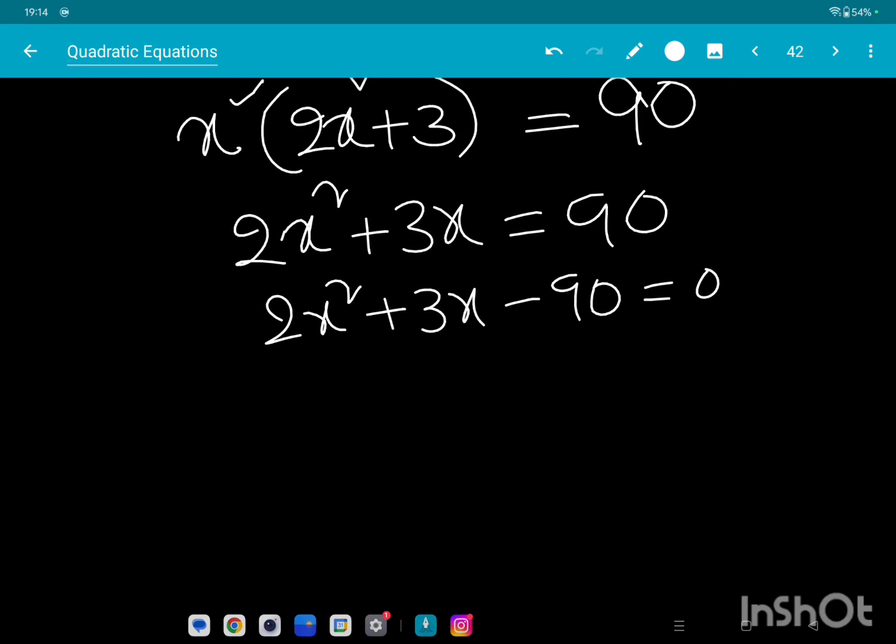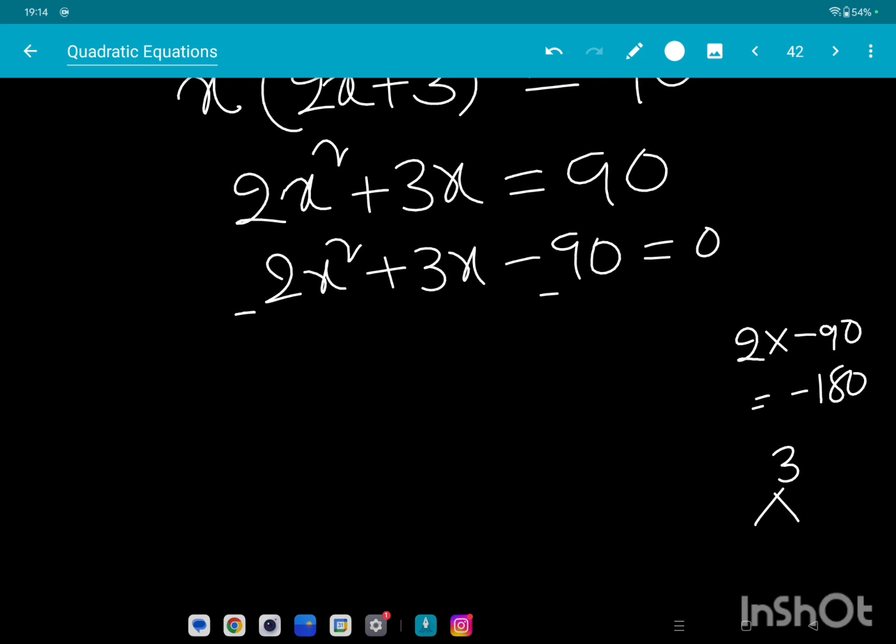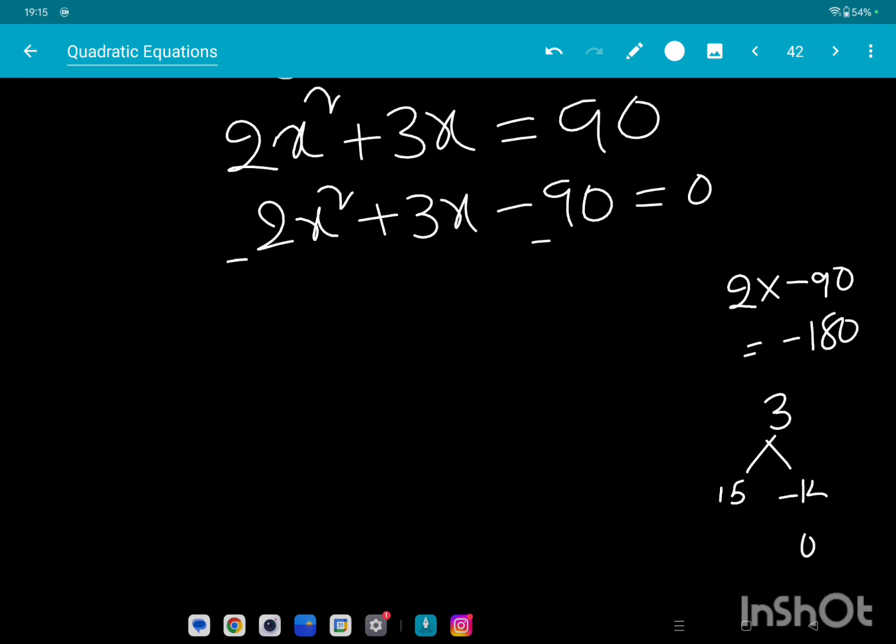Now, if I do the factorization, how do we need to find the x values? So first I will multiply the first and last term. Here the first is 2 into minus 90, so the product is minus 180. Now I need to split the middle term in two ways such that their product is equal to minus 180. Can I do it as 15 and minus 12? 12 fives are 60, 12 ones are 12, so it is 180. Plus into minus is minus, so we got minus 180.